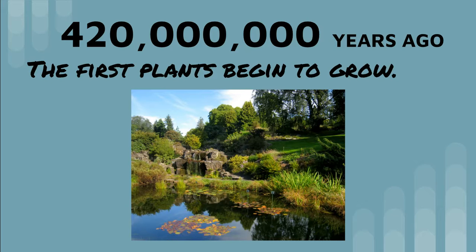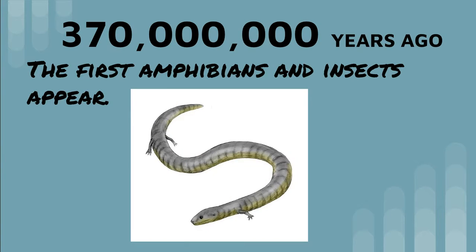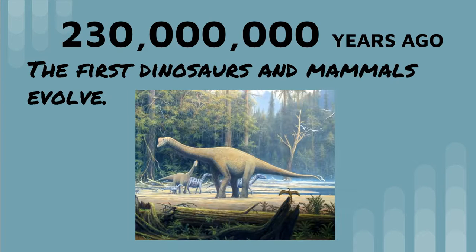420 million years ago, the very first plants begin to grow. Then, 370 million years ago, the first amphibians and insects appear on Earth. Fast forward another 100 million years, and we find 230 million years ago, the first dinosaurs and mammals evolve.